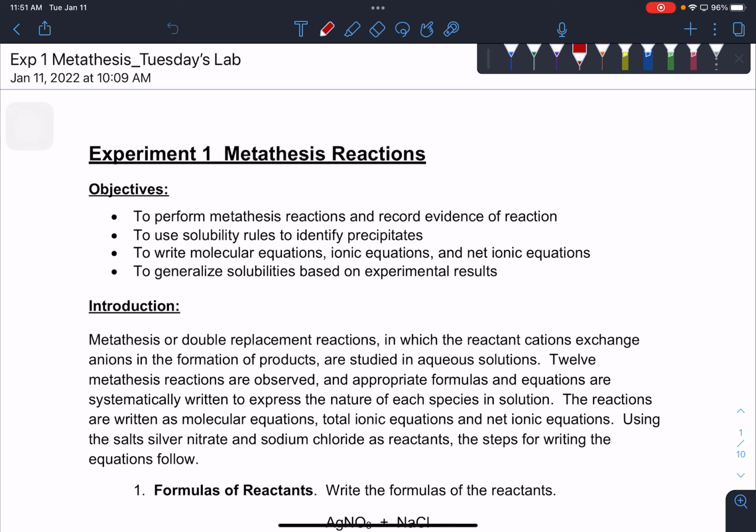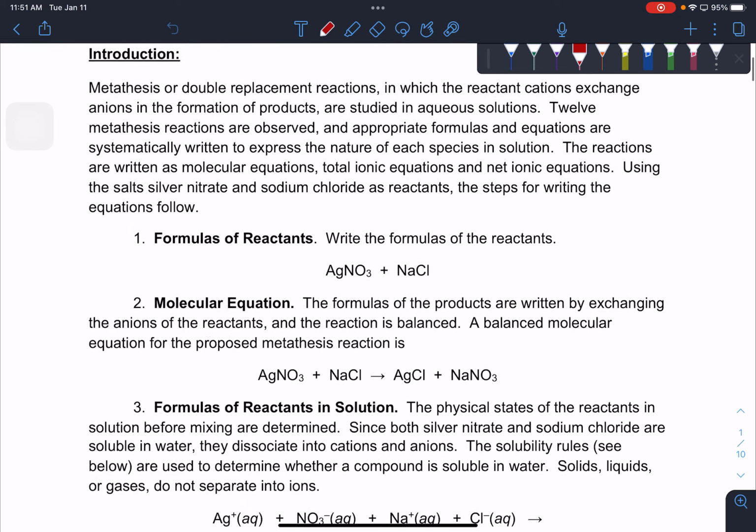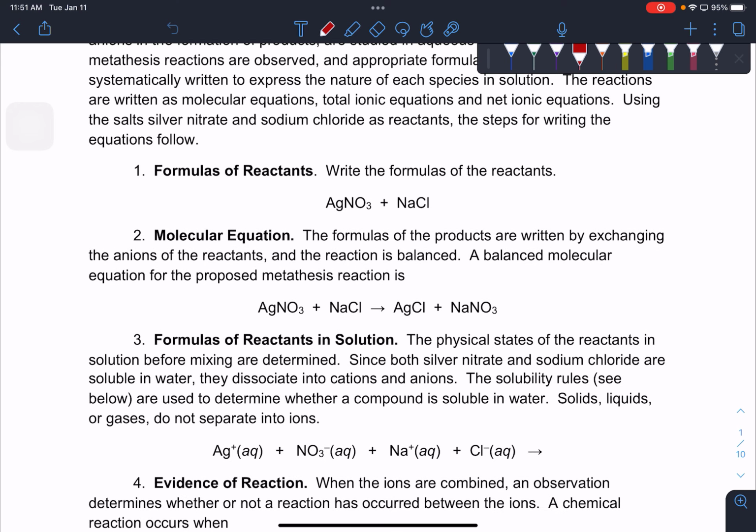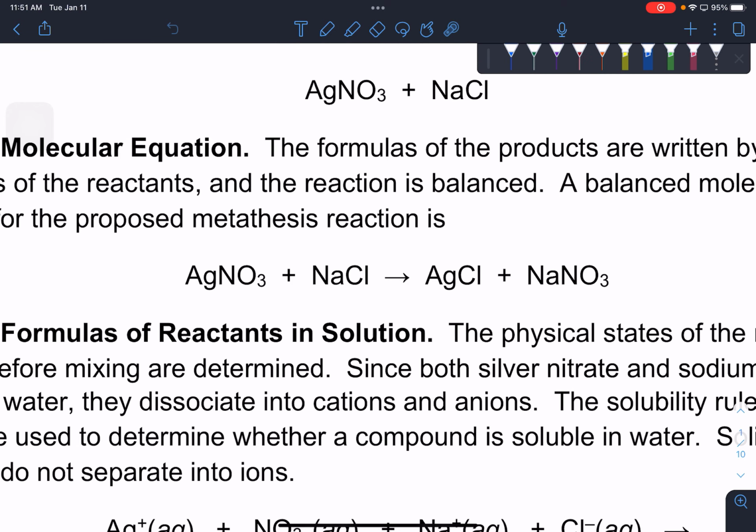So, this is our lab. This phrase, metathesis reactions, goes beyond the experiments that you see here. This is a broader concept. But for our class, it's really focused on what you learned in 151 called double replacement or double displacement reactions. For example, you can see it right here between the silver nitrate and the sodium chloride.